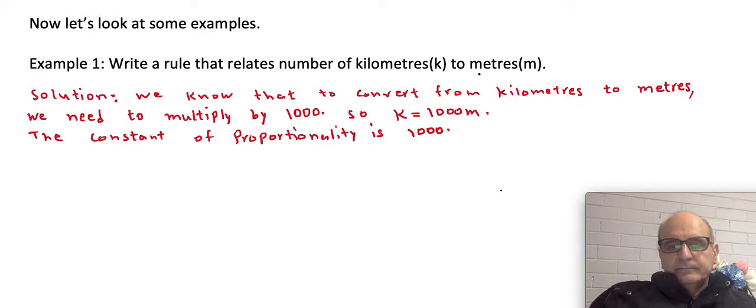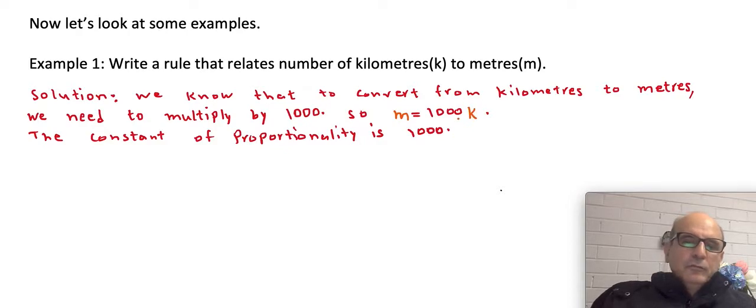And what you need to do here, you need to times it by 1,000. So I should rearrange them. So the number of meters will be equal to 1,000 times the number of kilometers. Okay.